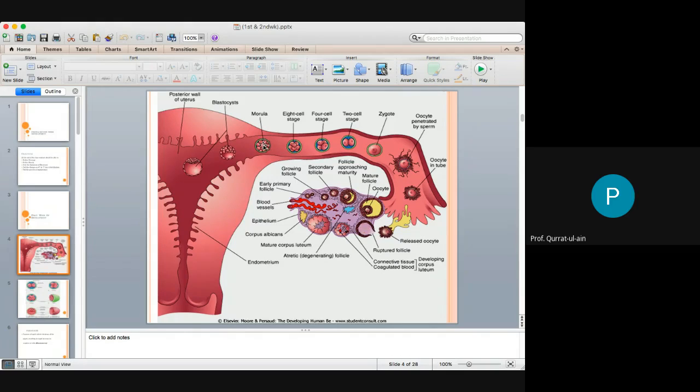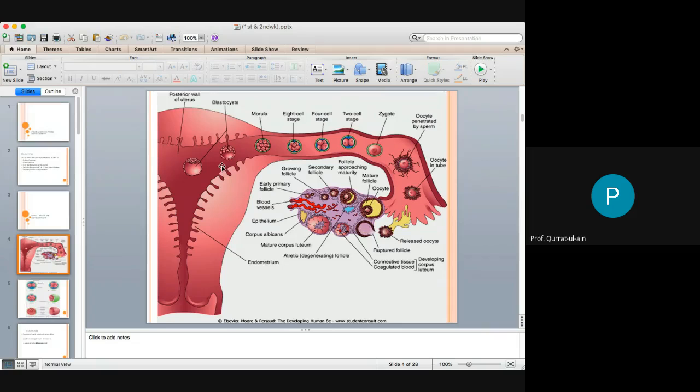And when it enters the cavity, now this zona pellucida is digested by the secretions of this uterine cavity, and the fluid in this uterine cavity will seep in. Now the fluid will accumulate in between the cells, and the cells will arrange themselves into groups. The cell number is increasing, and they are arranging themselves into groups.